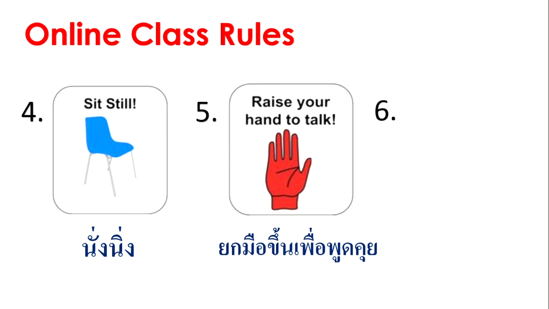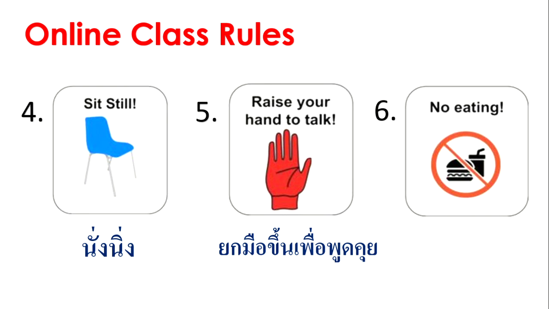Number 6 or the sixth rule: no eating. It means when you are in your online class, you don't have to eat anything, because there is an allowed time for you to eat. For example, if it's lunchtime, that's the time you can eat food. If it's snack time, that's the time you can eat your snack. So rule number 6 is no eating.